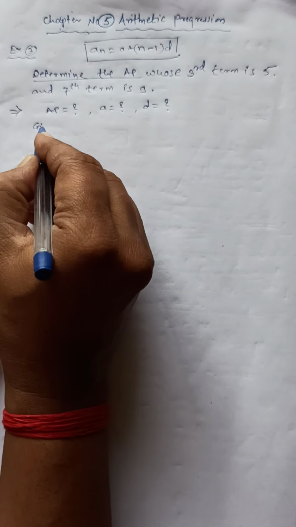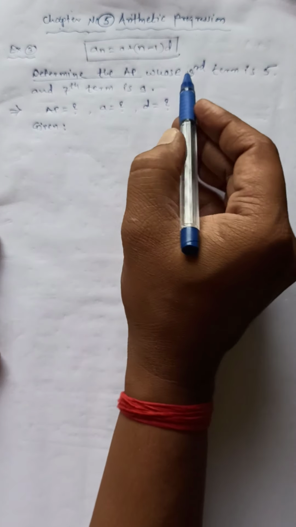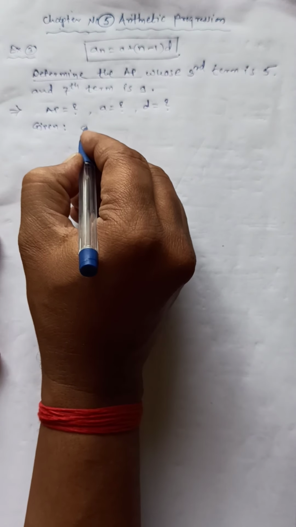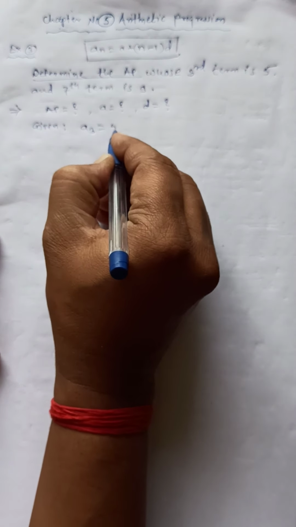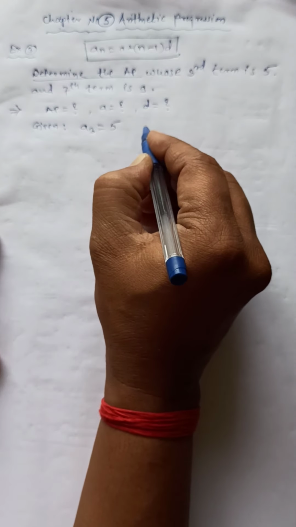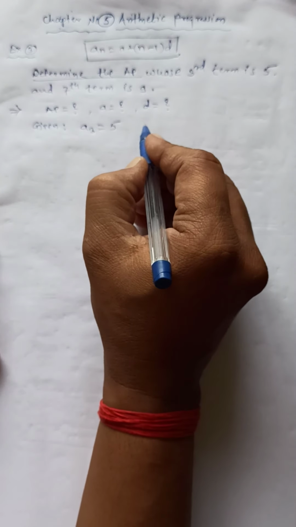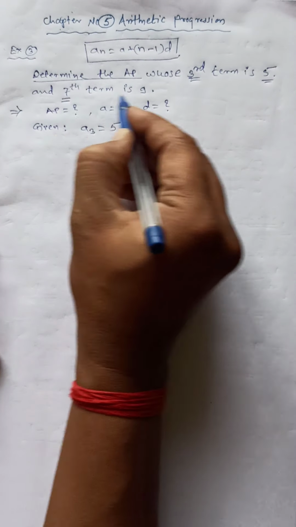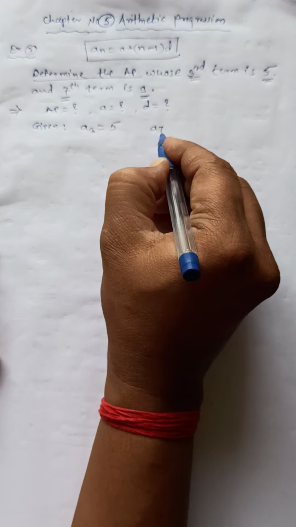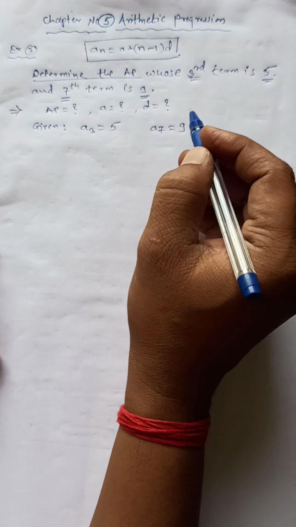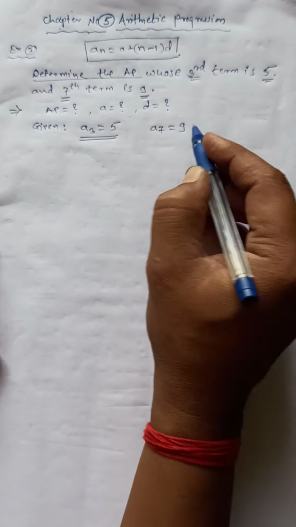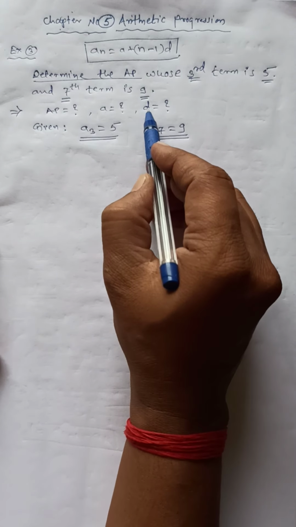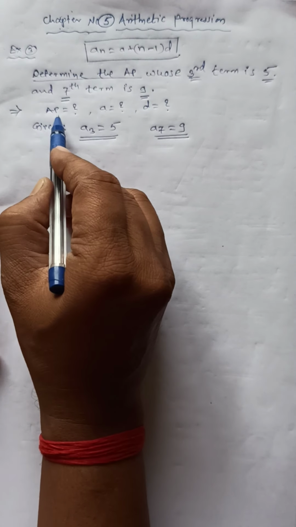For finding the AP, we require a, we require d. So for that, what is given here? The given we will write: whose third term is 5. Third term is denoted by a3. It is given a3 is equal to 5. And one more thing is given here: the seventh term is 9, a7 is equal to 9. By these two given things, we have to find out a and d so that we can write the AP.